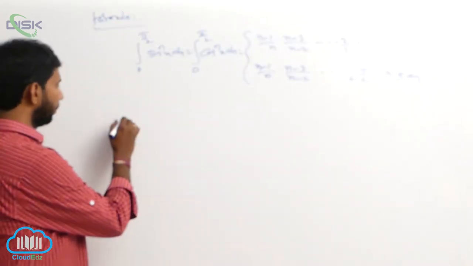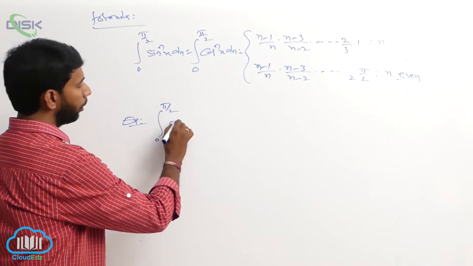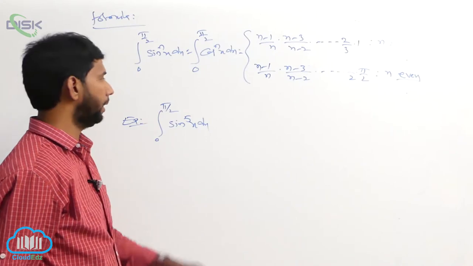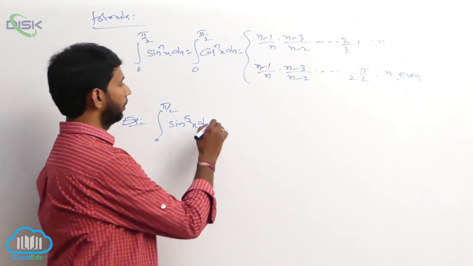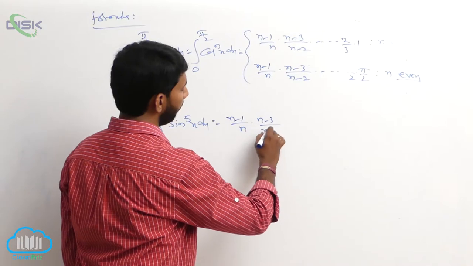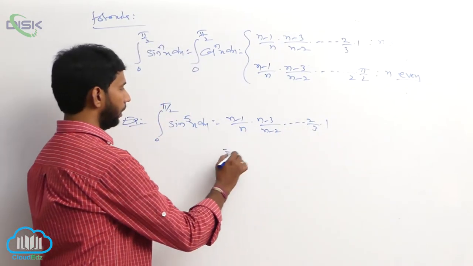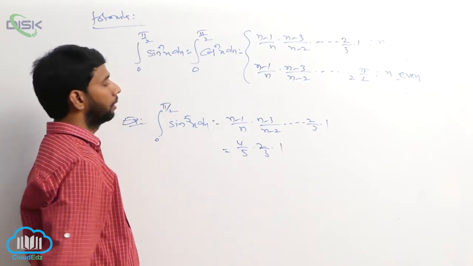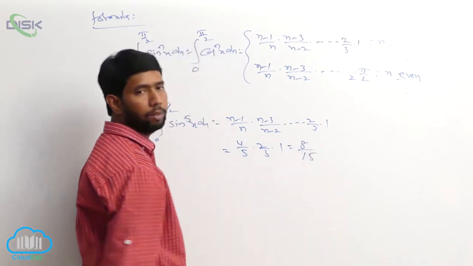Some examples: integral 0 to pi by 2 sine power 5x dx. Here n equal to 5, which means odd. The formula is (n minus 1)/n into (n minus 3)/(n minus 2) and so on, 2/3 into 1. That is 4/5 into 2/3, which is equal to 8/15. The value is 8/15.